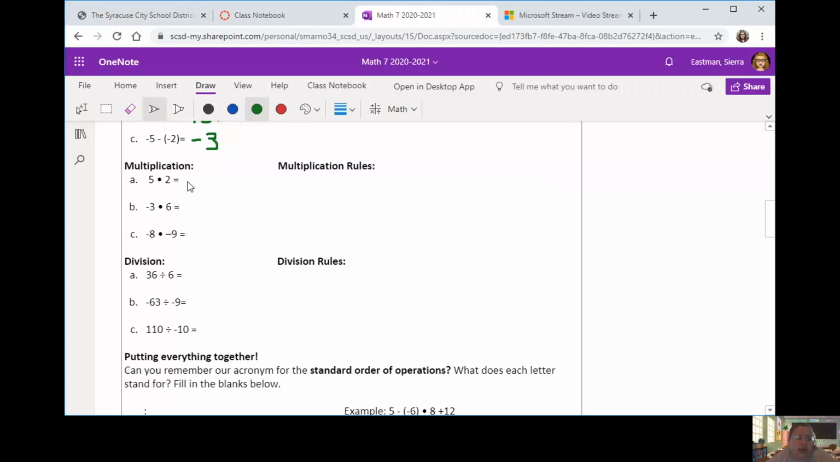Multiplication section, we have 5 times 2, which should give me a 10. We have negative 3 times 6, which should give me a negative 18. And negative 8 times negative 9, which should give me a positive 72. I'm just going to fix this 10 here because that kind of looks like a 6.